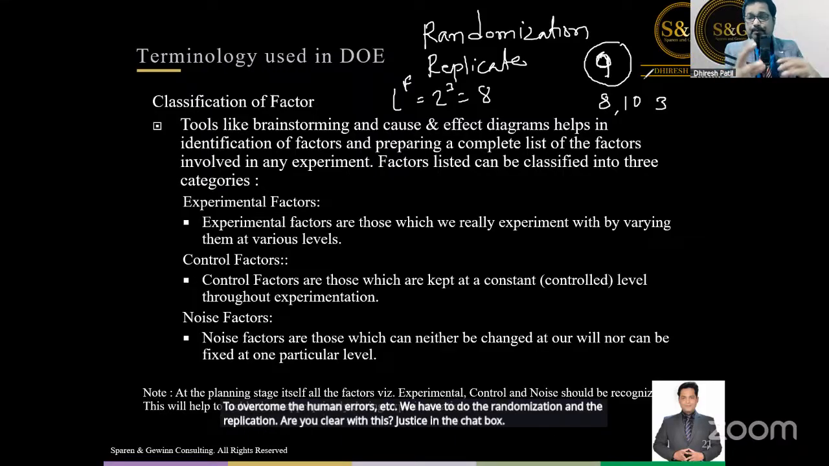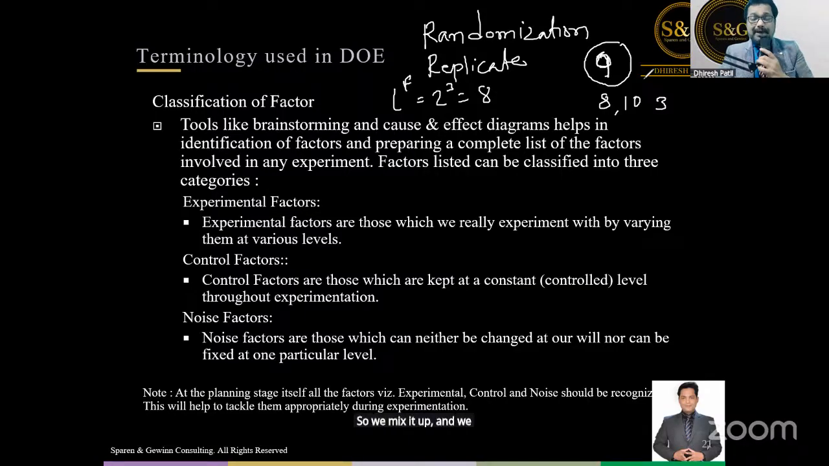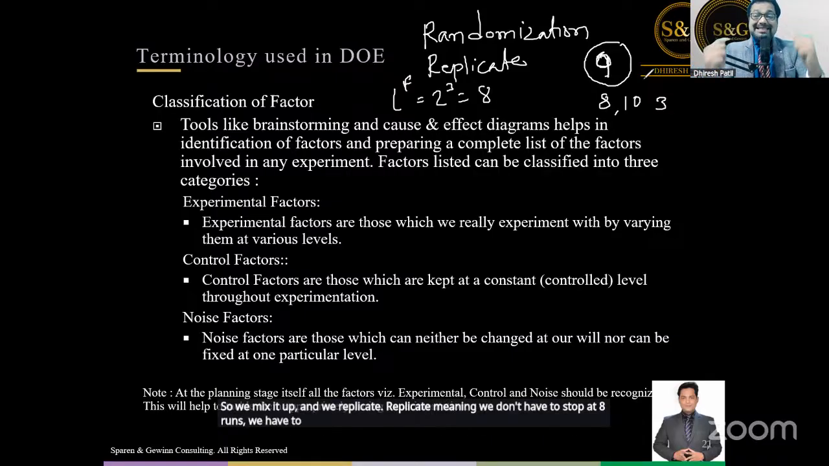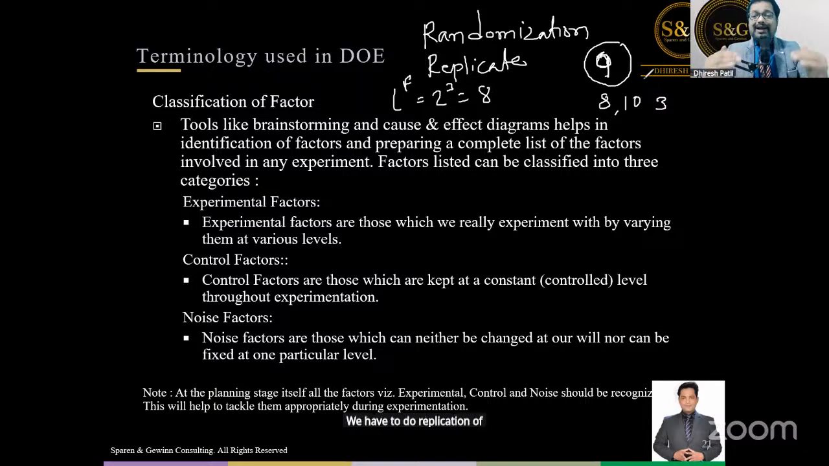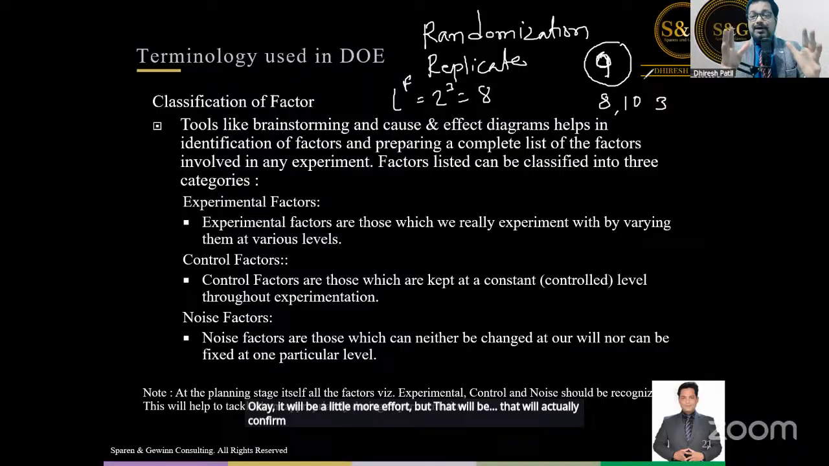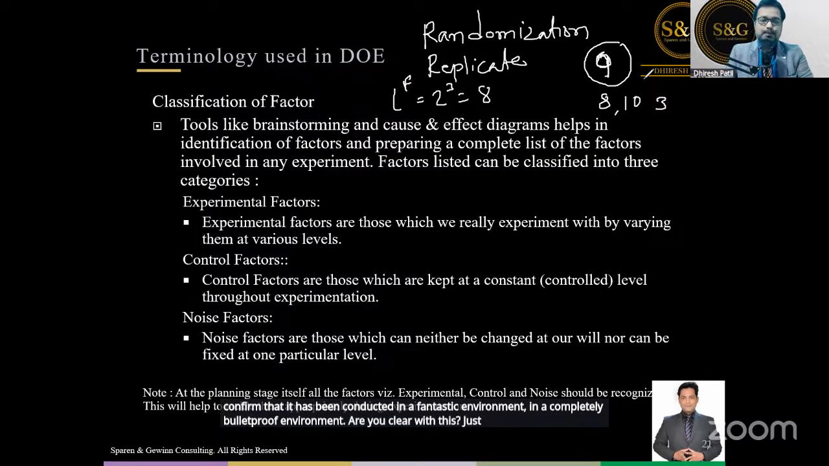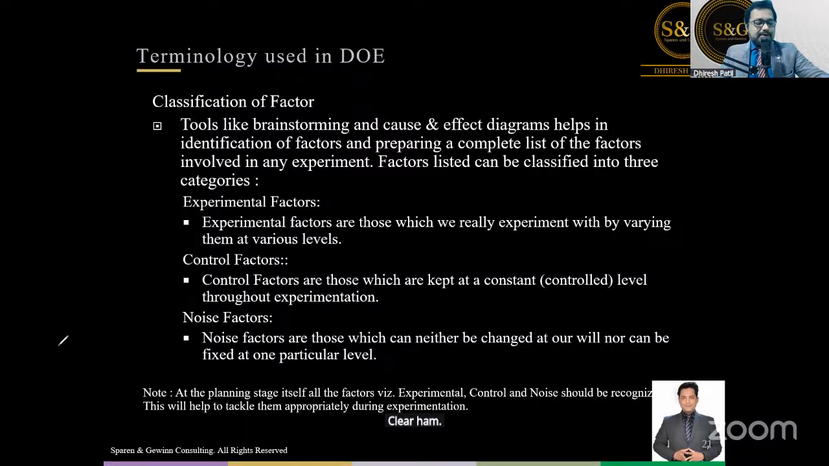So we mix it up and we replicate. Replicate meaning we don't have to stop at 8 runs. We have to run 16 runs. We have to do replication of all the 8 runs once again. It will be a little more effort, but that will actually confirm that it has been conducted in a fantastic environment, in a completely bulletproof environment. Are you clear with this? Just type yes in the chat box. Clear hai? Yes?